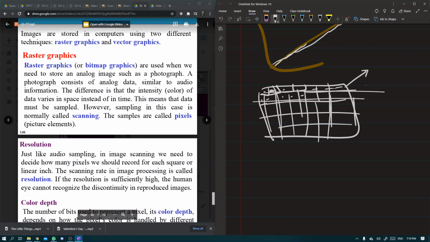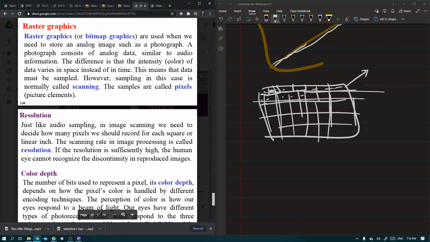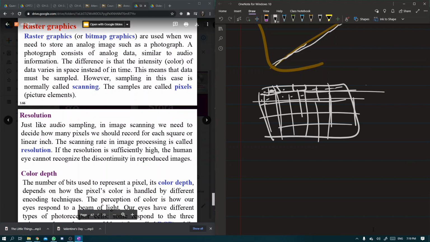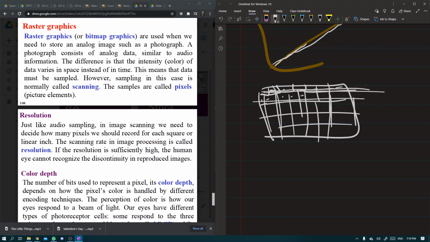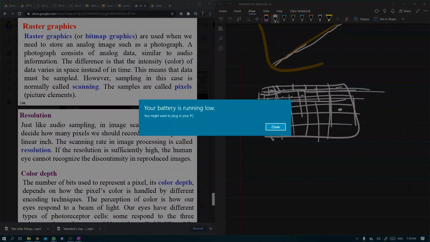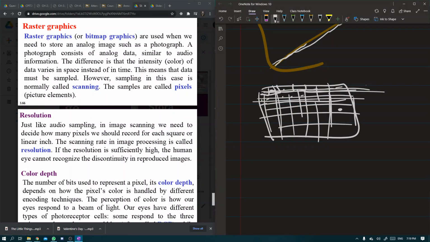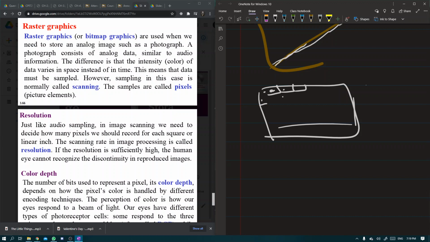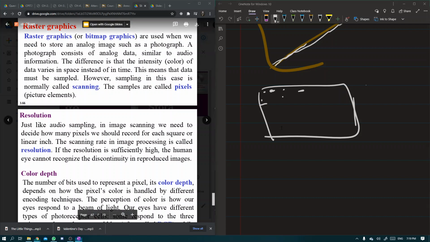Of course it also has color, but we're going to get to that in a minute. Sampling in this case is normally called scanning. So I think it goes like that through the image, and every significant part is called a pixel. Now there's something called resolution, or pixels per space in the image, and the higher the resolution, the more bits it would take, of course, because it takes more bits per linear inch.